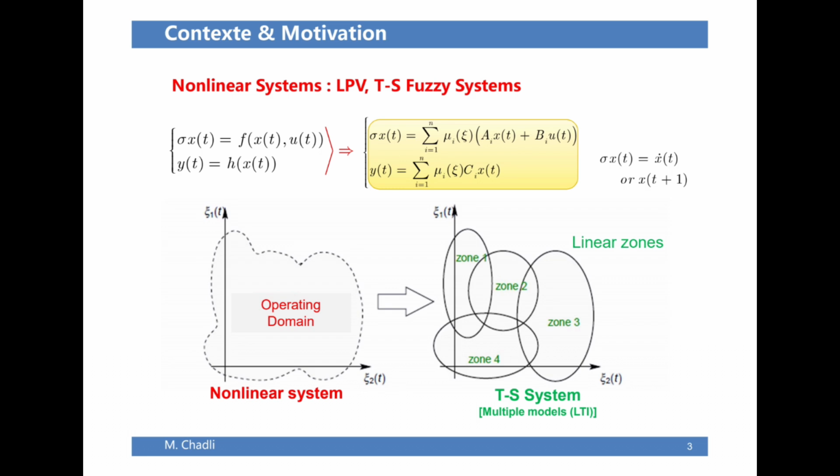To use the LMI formulation, the constraint is to obtain this convex or polytopic representation, where the functions mu obey the property of convexity. It means that the sum of these functions is equal to one, and all these nonlinear functions mu are positive. So that is the constraint. The number of linear models n depends on the complexity of the original nonlinear system, and also on the approximation of the TS system or the LPV system. We can discuss that in the future if you want, and I can give you more details about that.